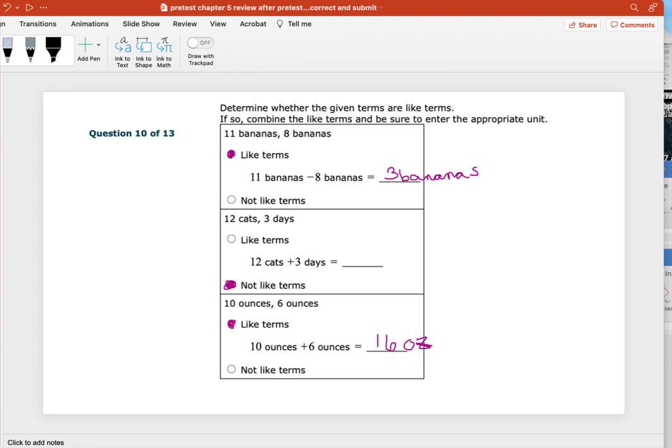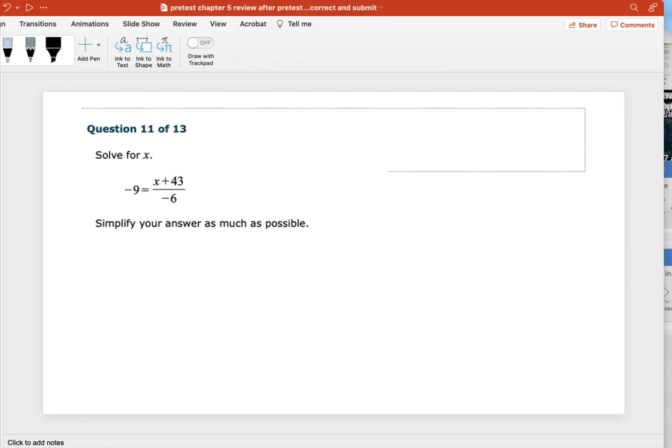I'm not sure how they got that out of ounces, but that's okay. It's right. Okay? Does it have something to do with the Wizard of Oz? Maybe the Wizard of Oz, Mr. Aldrich.